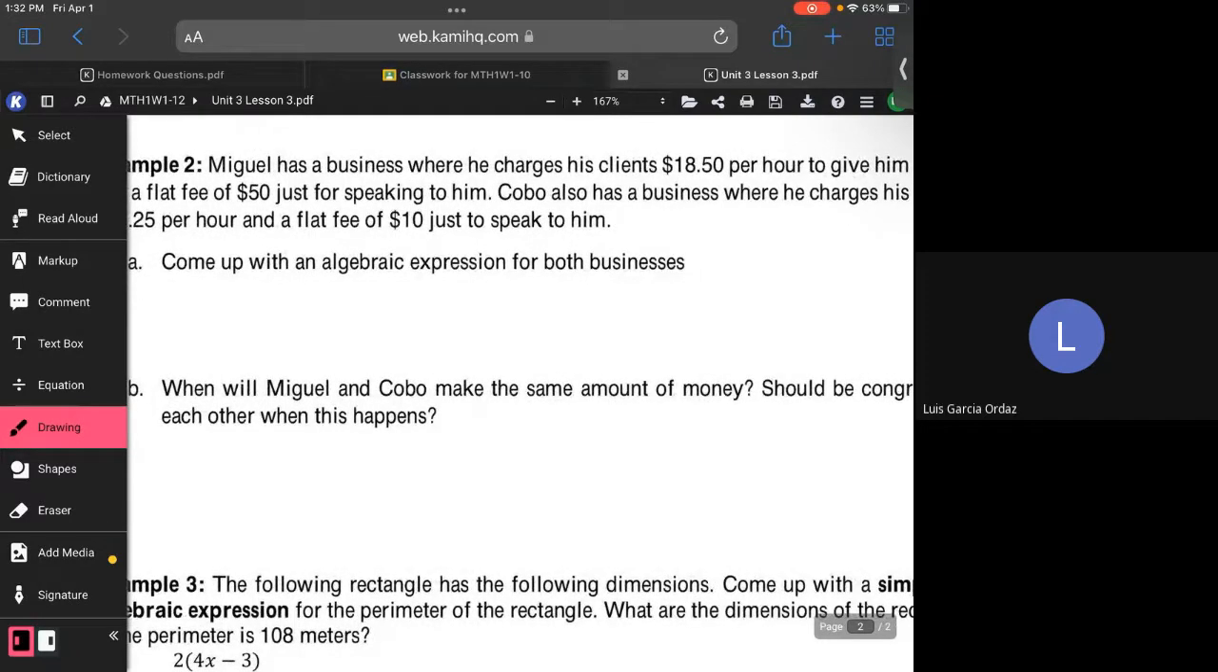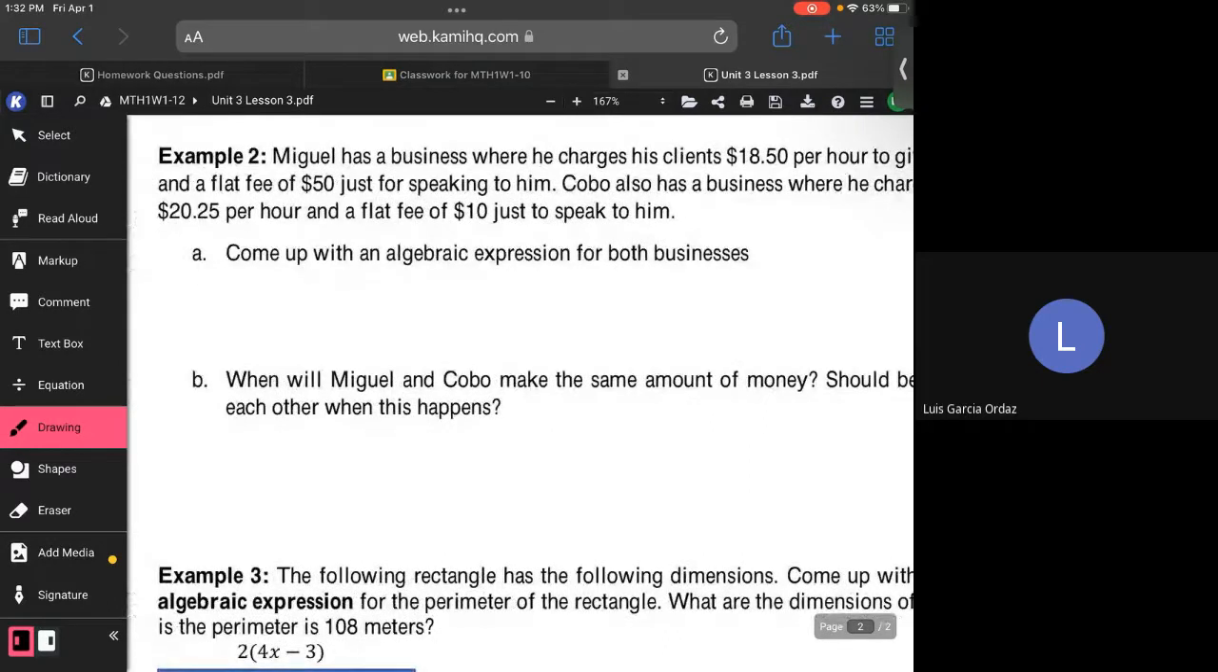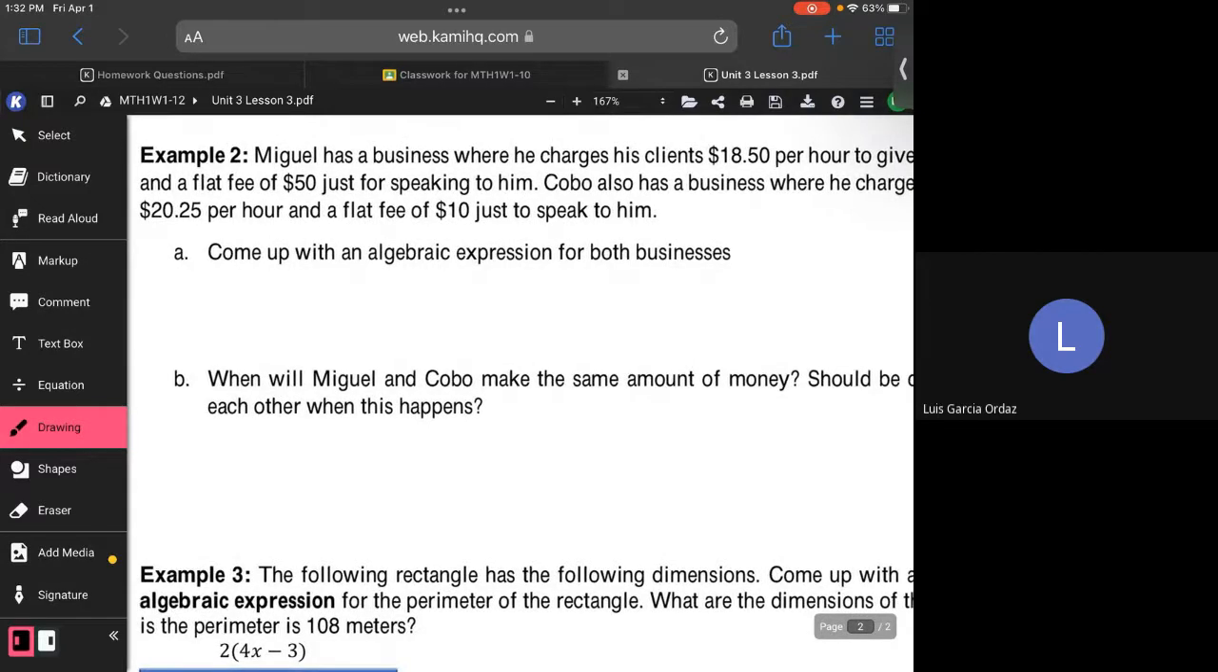However, his competitor Kobo has also a business where he charges $20.25 per hour and a flat fee of $10 just to talk to him. So I need to come up with an expression for both businesses. Let's start with Miguel's. M equals 18.5 times H, the hours, plus 50.